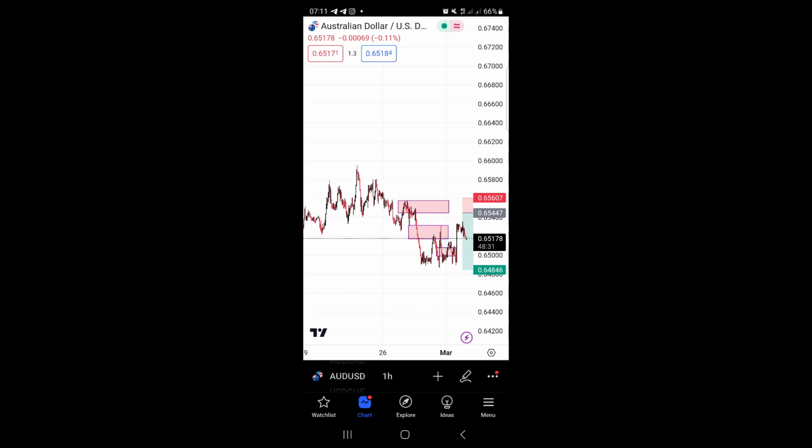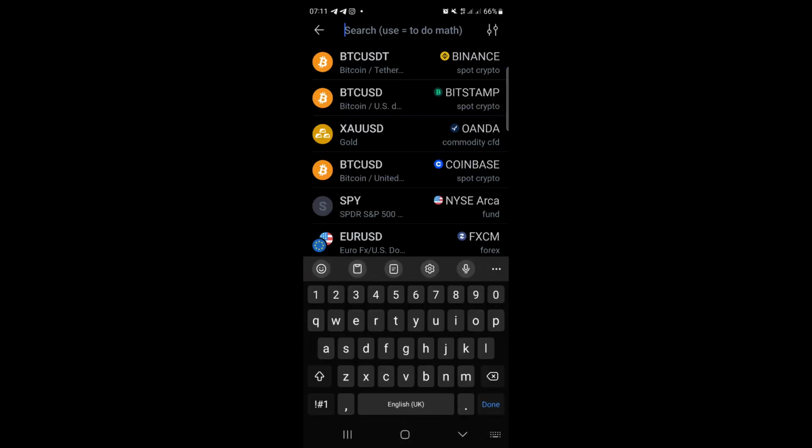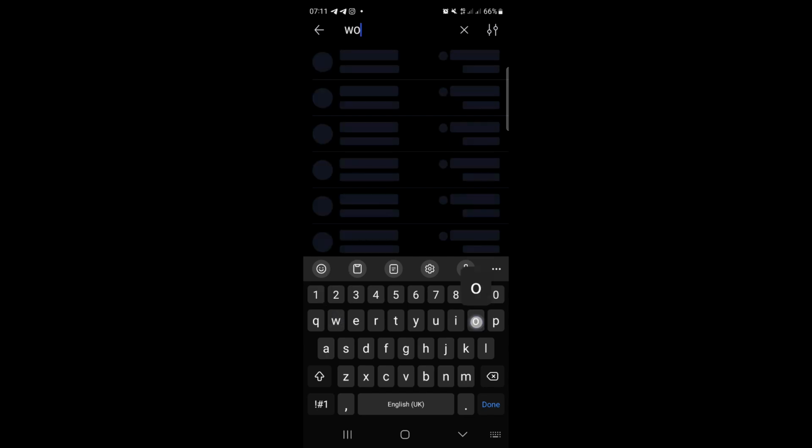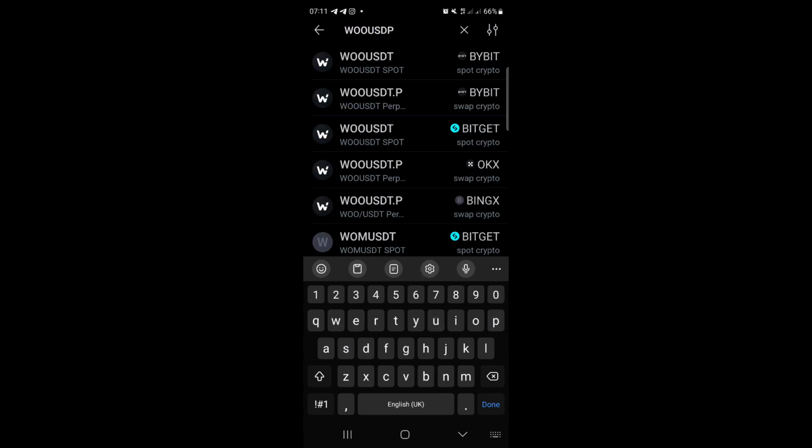So you go to chart, then you can see just above the chart, they wrote AUD USD, as what we call a pair. This is a forex pair, but we're trading crypto. So you click there, AUD USD, then you search for the pair that you're looking for. I'm looking for WU USDT. So you just type WU USDT.